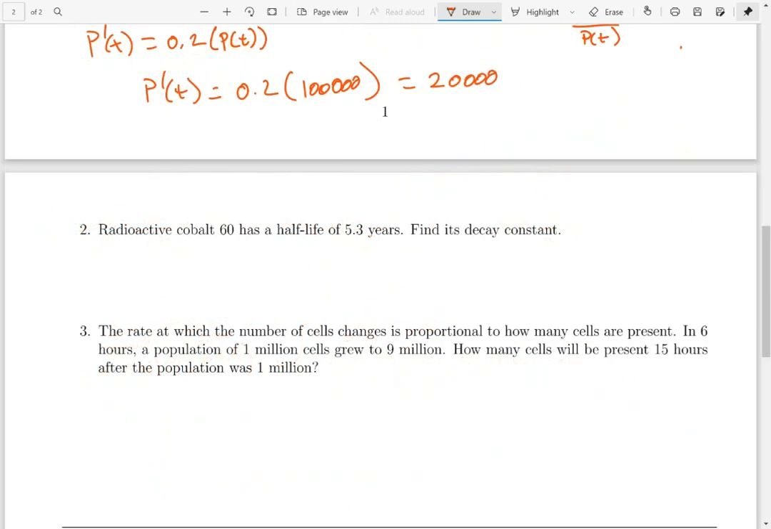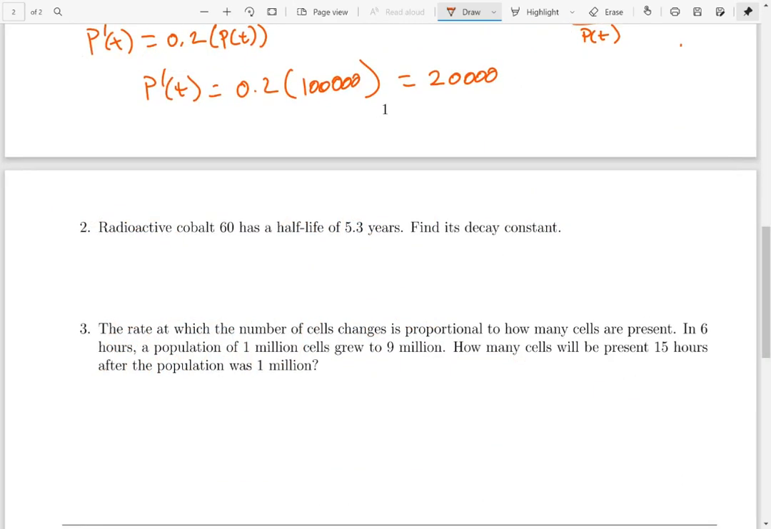We looked at a growth function, so now let's look at a decay function. Radioactive cobalt-60 has a half-life of 5.3 years, and we want to find its decay constant.